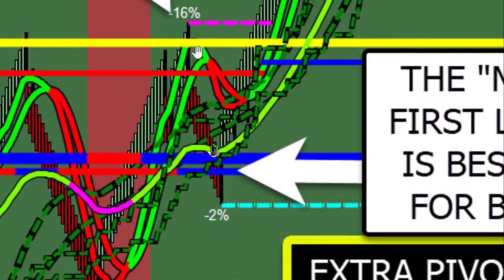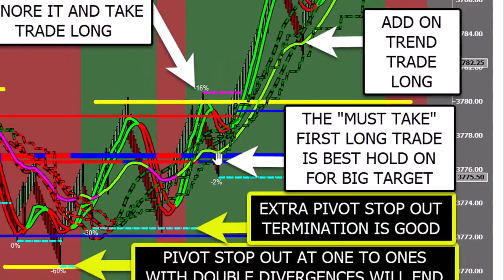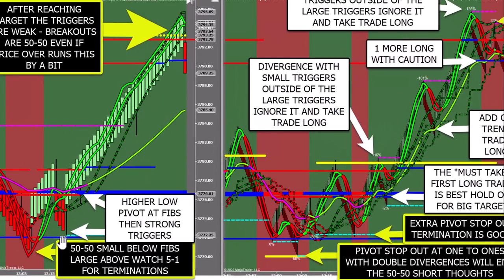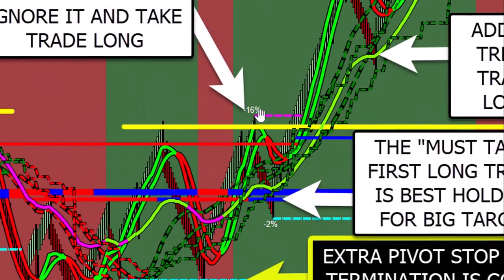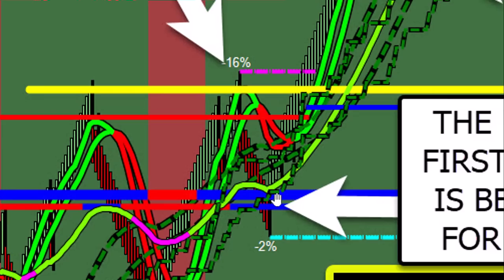lines were relative to your large triggers and fibs here too, you're not going to be worried about taking this trend trade long because you have two things. Number one, you have divergence from the low on your large chart at fibs, plus you have strong triggers. So you have a good bottom with strong triggers. And this little divergence is not going to make you nervous about taking this long trade anymore, especially when the small triggers are that far above the large triggers.